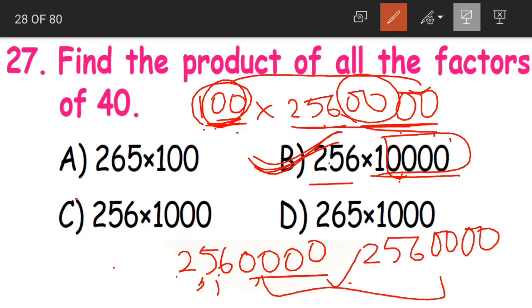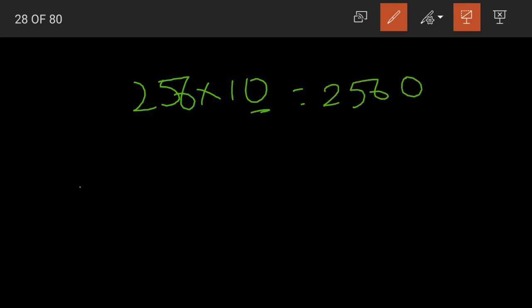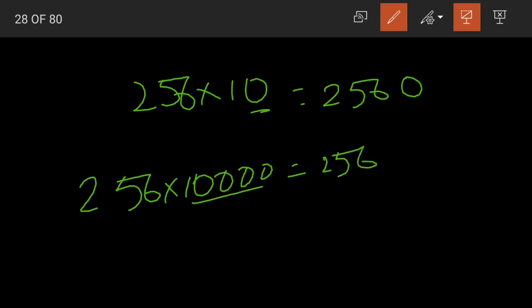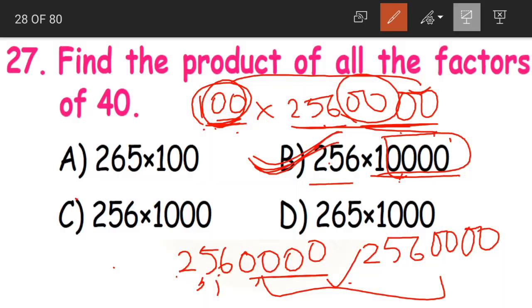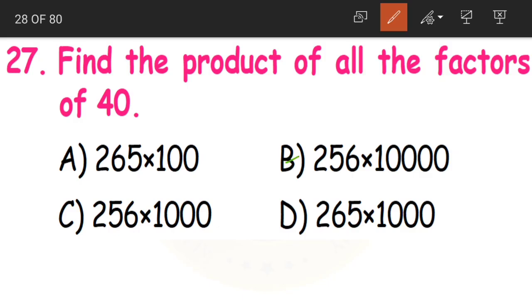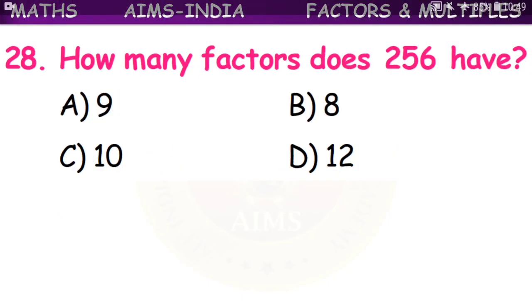Understood, children? We already know how to multiply by 10. So when we multiply by 10, what will we do? We'll place this 0 to the right. In the same way here we are multiplying with 10,000. So what should we do? We should place these 4 zeros to the right. Then what will we get? 25,60,000. That is nothing but the product of all the factors of 40. So option B becomes our correct answer.